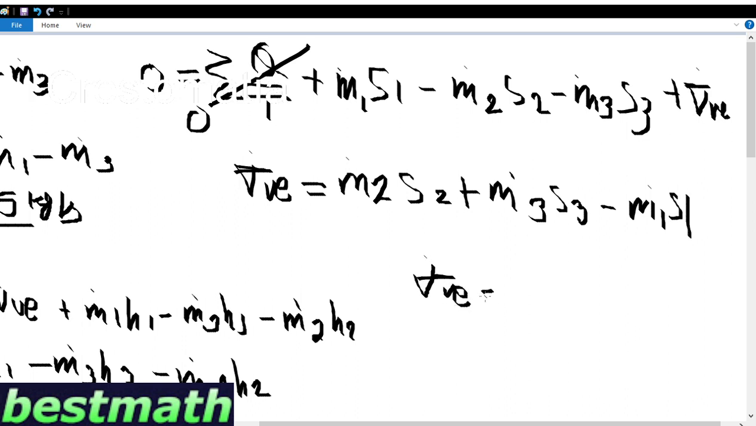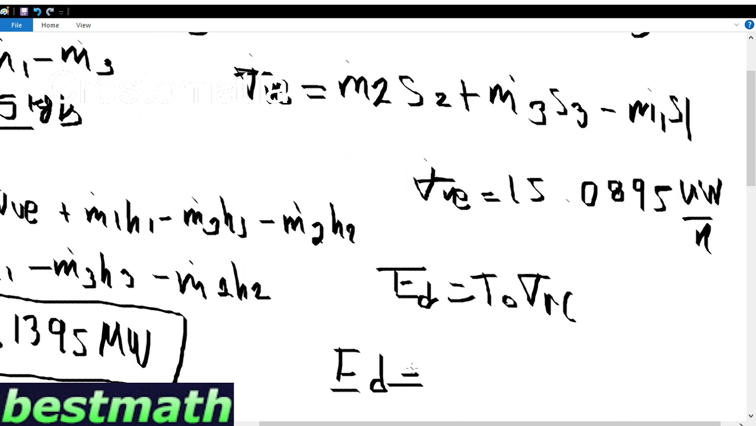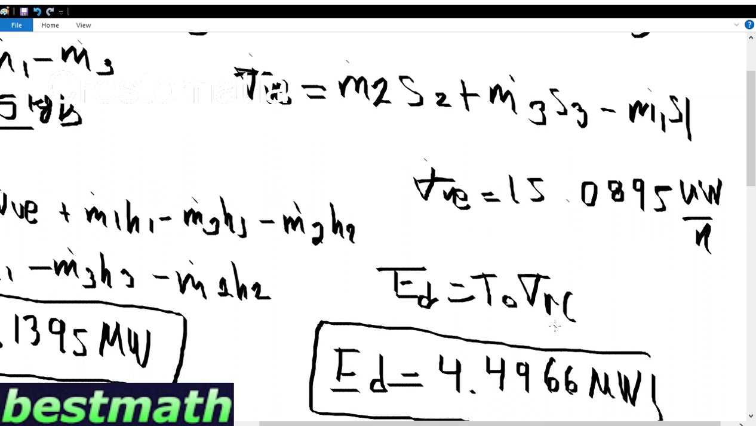Substituting data, we have the following results. The entropy production is equal to 15.0895 kilowatts per K. Then, to know the exergy destruction, the expression is ambient temperature times the entropy production in the control volume. Thus, substituting, we have that the exergy destruction in the control volume, which is a turbine, is 4.4966 megawatts.